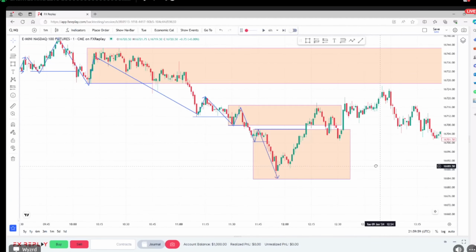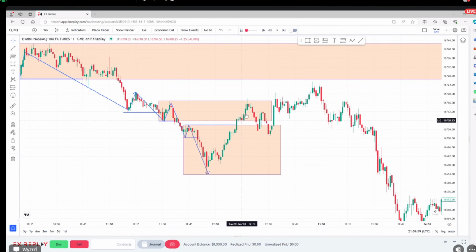So as you can see, we broke structure up, we come back, we retest this zone, and we go higher. I'm going to get rid of this unmitigated zone. So we come up, we retest, we go higher, we close up here.